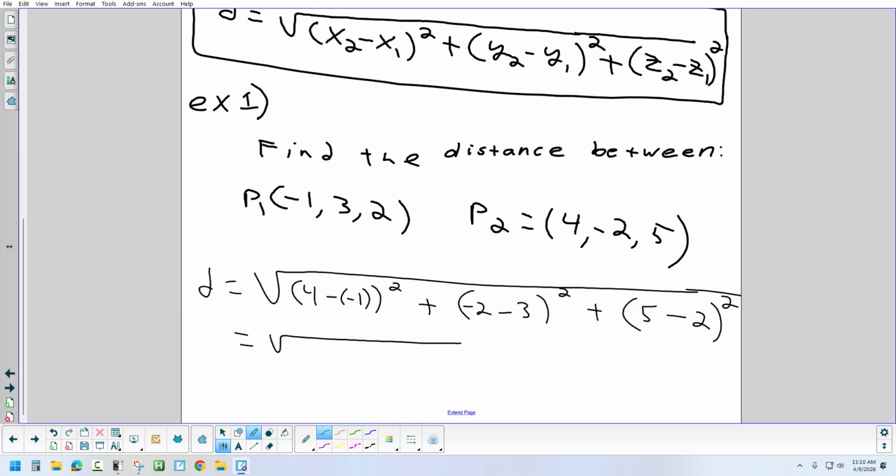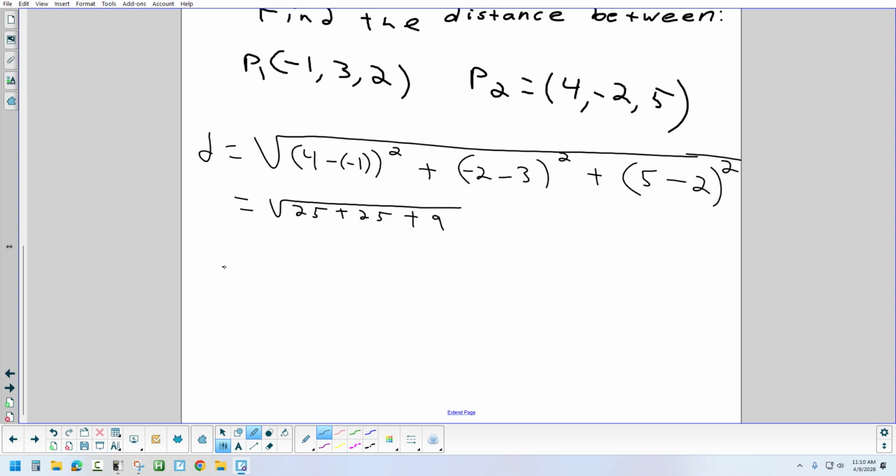Okay, what's 4 minus -1? Yeah. 5, and then squared? 25. Okay, what's -2 minus 3? Of course. -5. And when you square it? 25. 25 again. And lastly, 5 minus 2, and square it. 9. So what is the distance between those 2 points?